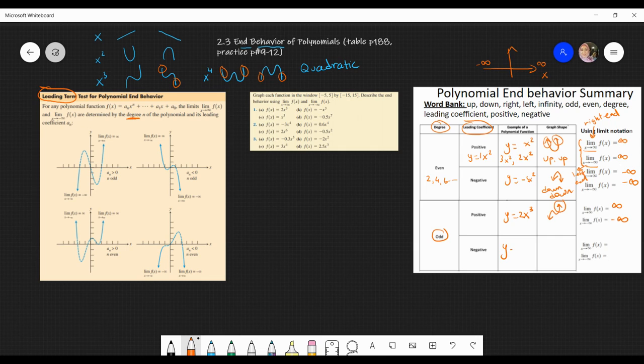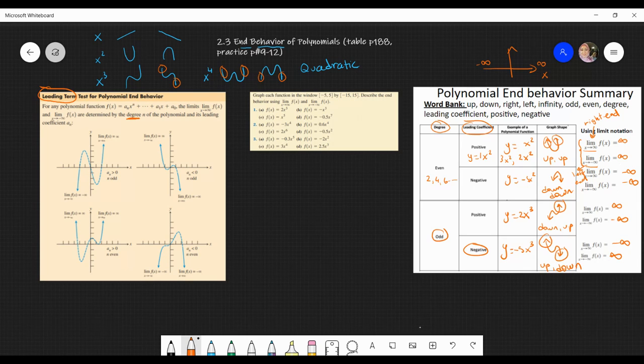And what happens if we have a negative leading coefficient, like negative 5x cubed? The graph will be upside down, so the right end will be going down, and the left end will be going up. And up means infinity, down means negative infinity. So for odd positive, the graph is down, up, and for odd negative, the graph is up, down.